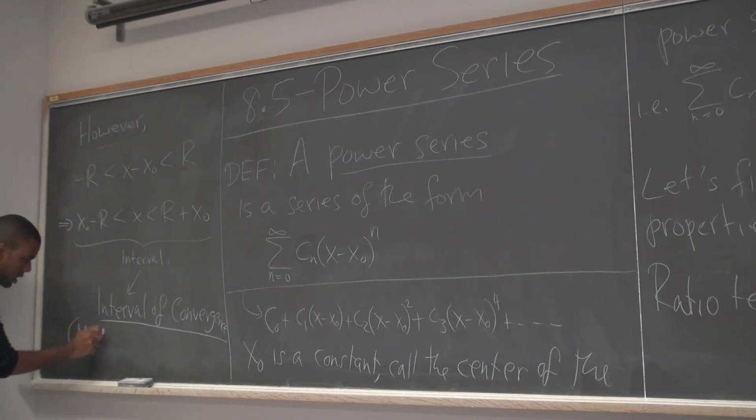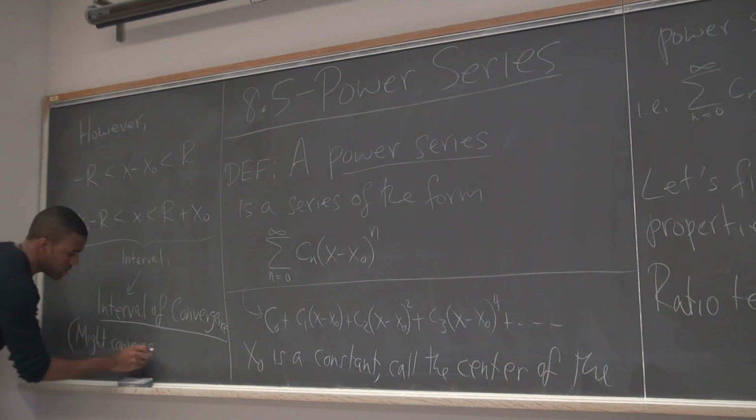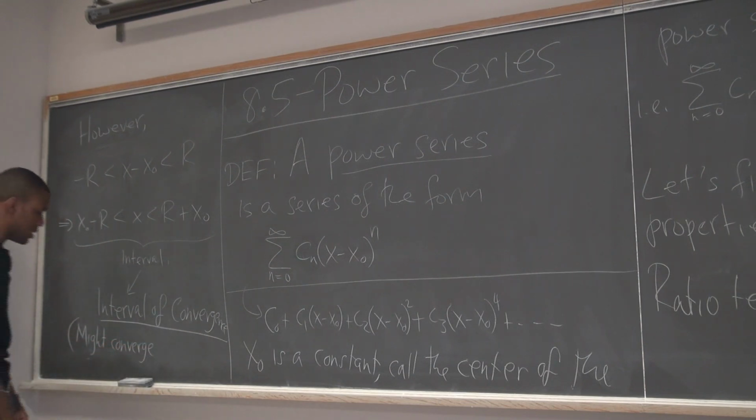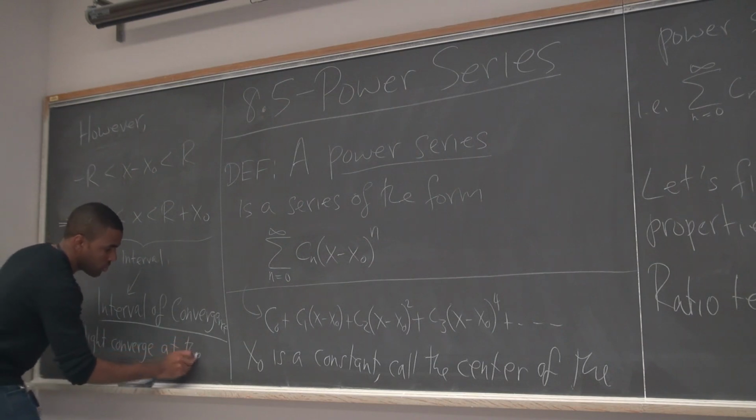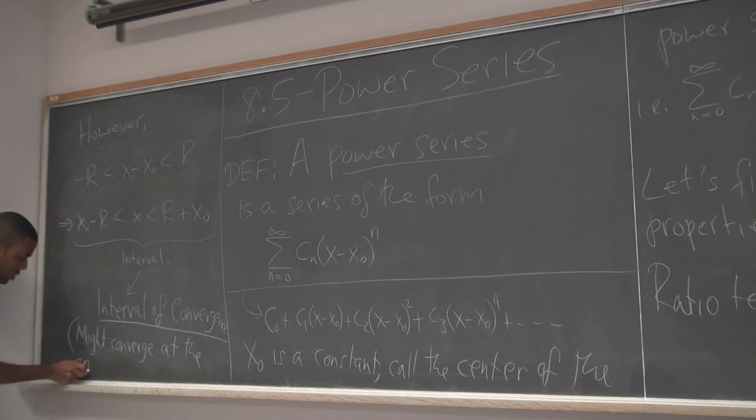I'm not sure what goes on at the endpoints. It might converge, it might not, because when my limit is equal to 1, it's inconclusive. So it might converge at the endpoints. I'm not sure. That's something I'll test on a case-by-case basis, because the ratio test doesn't tell me anything about that.